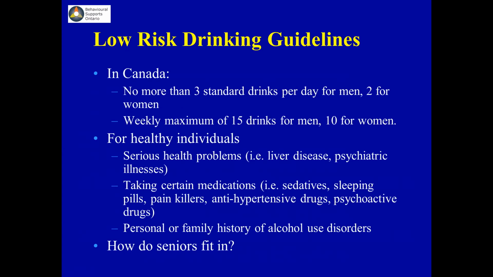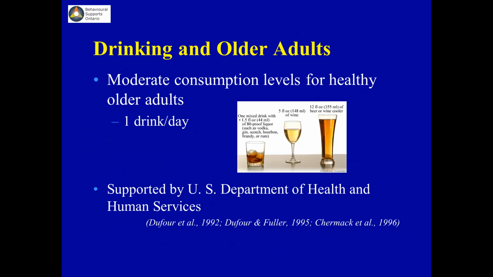But you can see how seniors with higher degrees of comorbidities in terms of health conditions, and more likely to be taking medications, could fit in with any of these caveats. So generally, we do suggest that older adults should be drinking less than the recommended low-risk drinking guidelines. And so, so far in the States, they have come up with their suggestion for what moderate consumption levels for a healthy older adult should look like.